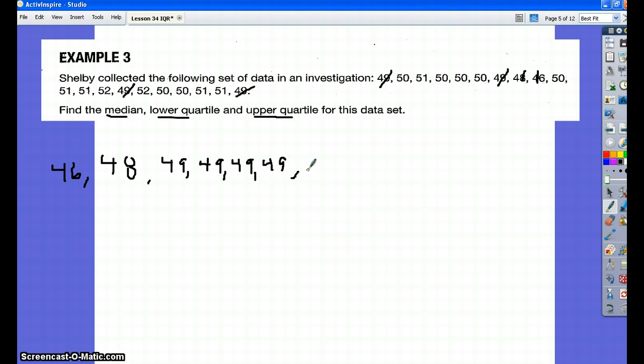Then we have 1, 2, 3, 4, 5, 6, 7 50s. So 1, 2, 3, 4, 5, 6, 7.